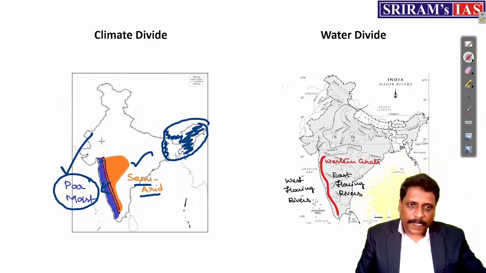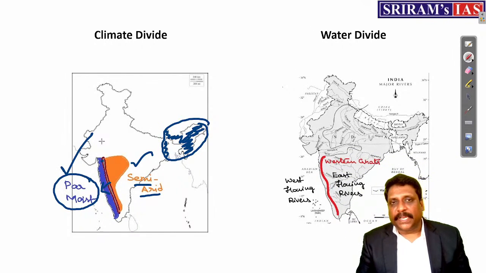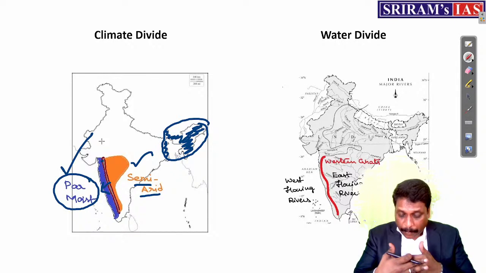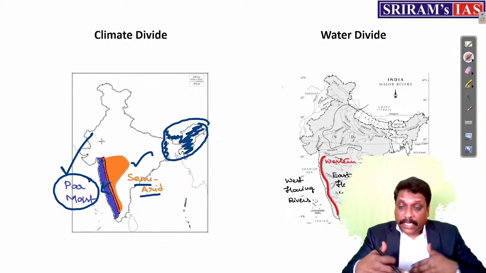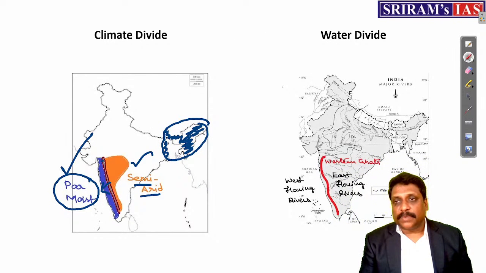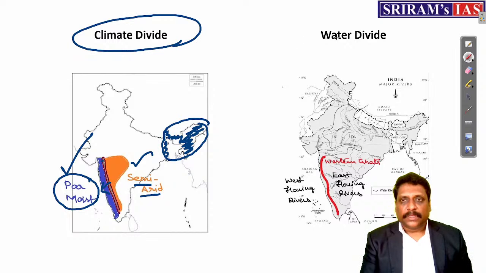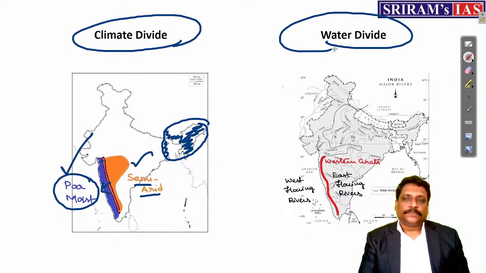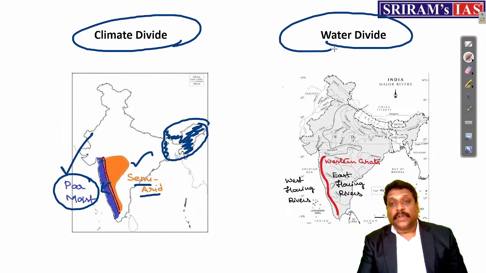Sahyadri. You can also call it what? Rain shadow interiors of Sahyadri. So what I'm trying to say is, this mountain is actually separating two different climates. That's the reason you call them what? Climate divide. Then comes, my dear friends, this Western Ghat is also called a water divide.